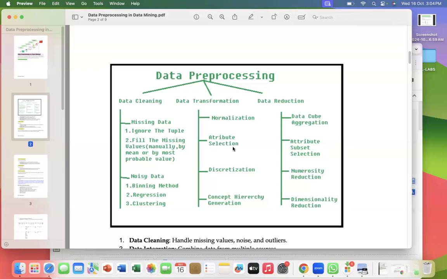Then we have attribute selection, discretization. So many other steps are there. Concept hierarchy generation. So these are some important processes under data transformation. Then we have data reduction. Data reduction means you need to reduce the data. For that, you can go for attribute subset selection, right? Numerosity reduction, data cube aggregation, dimensionality reduction. This is very important, dimensionality reduction. So under data pre-processing, we basically deal with these three parts.